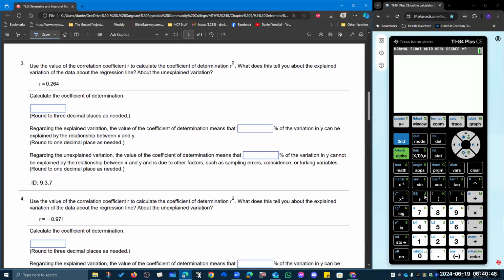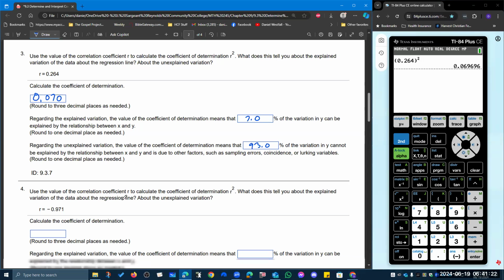So now let's go ahead and come up with some calculations here. If we have r, let's find r squared and round this to 3 decimal places. It is 0.070. So that means 7.0% of the variation in y can be explained by the relationship between x and y, and 93.0% of the variation in y cannot be explained by the relationship between x and y and is due to other factors such as sampling errors, coincidence, or lurking variables.